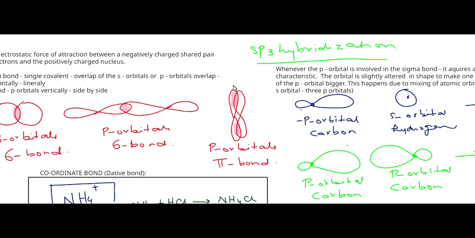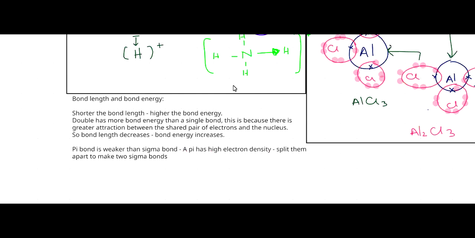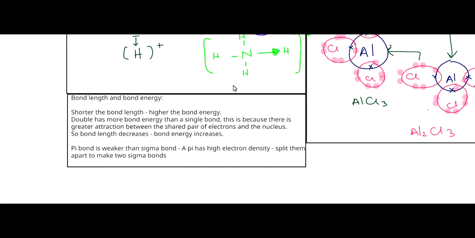So a p orbital pi bond is easier to break than a sigma bond. But generally speaking, if we just talk about bond energy, you need to remember that a single covalent bond requires less energy to break. A double covalent bond requires more energy to break it. A triple covalent bond requires more energy.